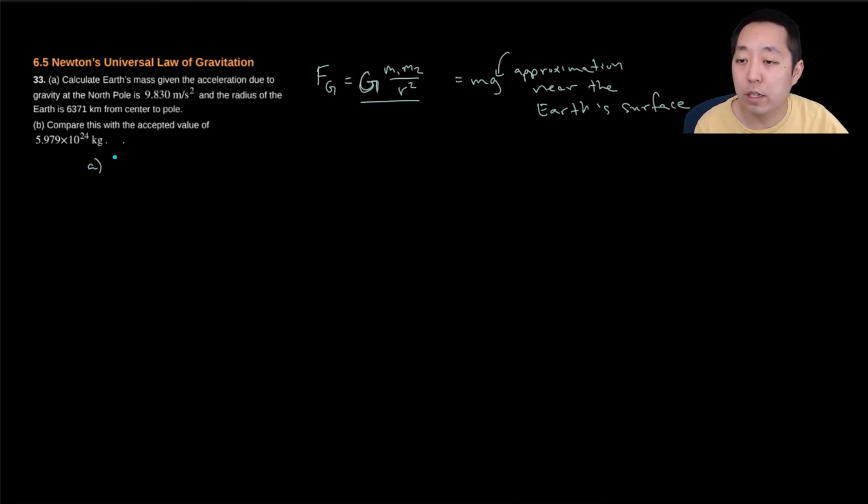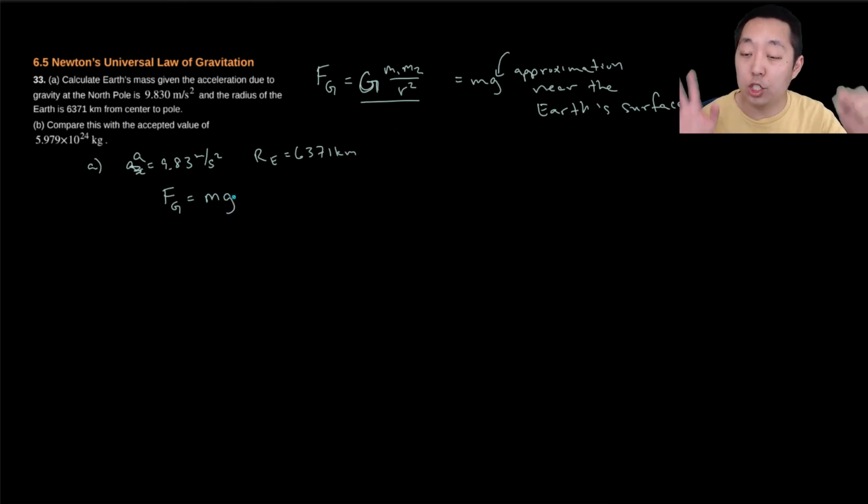So calculate the Earth's mass given the acceleration due to gravity at the North Pole. Acceleration is 9.83 meters per second squared, and the radius of the Earth is 6371 kilometers. It's not centripetal, this is just acceleration. Compared to this accepted value. Okay, so we're going to look at this. The force of gravity at the North Pole is equal to m times g. But he's saying g at the North Pole is 9.83.